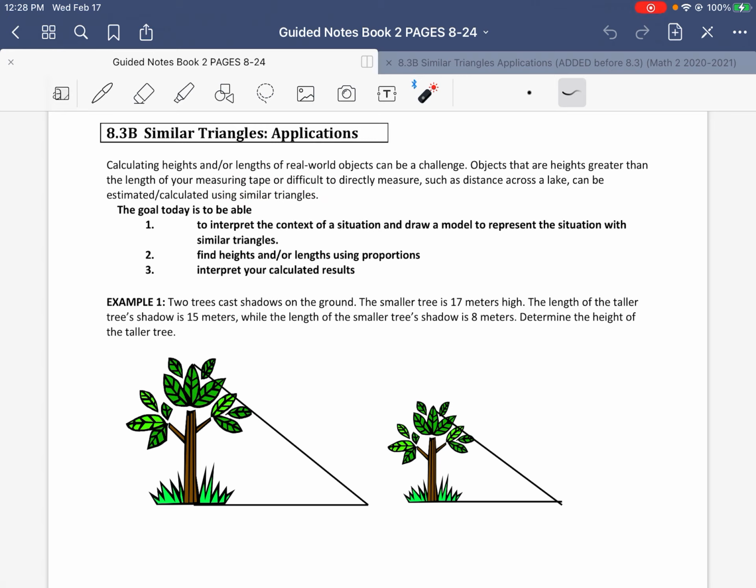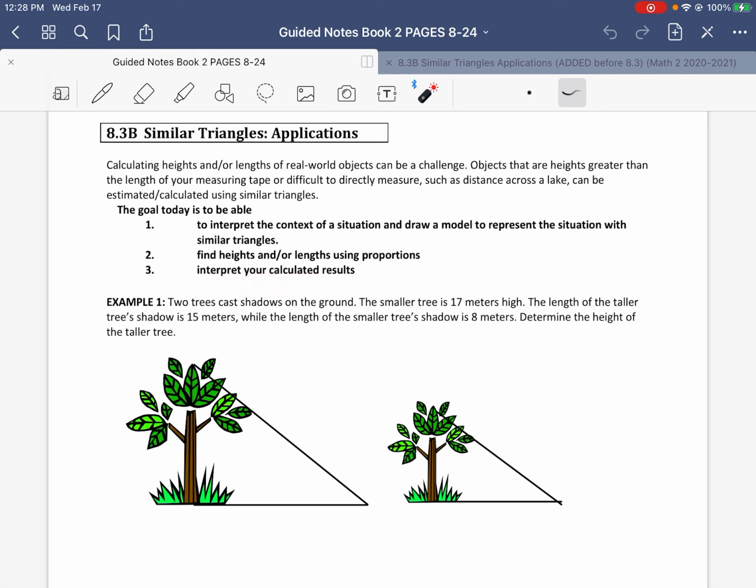So the goal today is to be able to, one, interpret the context of the situation and draw a model to represent that situation, and we're going to use similar triangles. Then find heights and/or lengths using the proportions or your scale factor if you'd rather, and then interpreting your calculated results. So make sure that those results actually make sense.